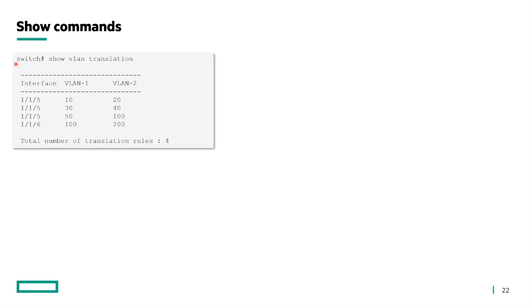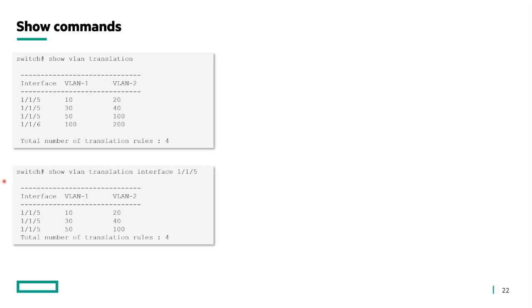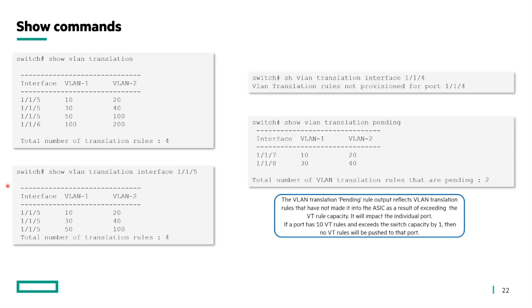So let's look at the show commands, very straightforward. If we use show VLAN translation, this provides all the rules that are applied on the switch. VLAN 1 being the ingress egress VLAN, VLAN 2 is the translated VLAN, which is the device VLAN. And we can also use that command in a bit more granular form per interface. And there is some other output to watch out for.